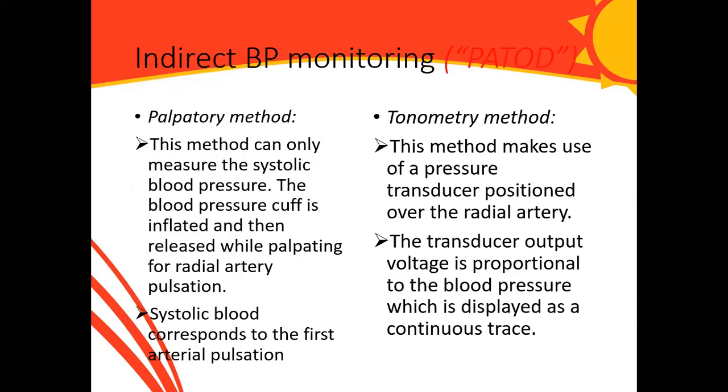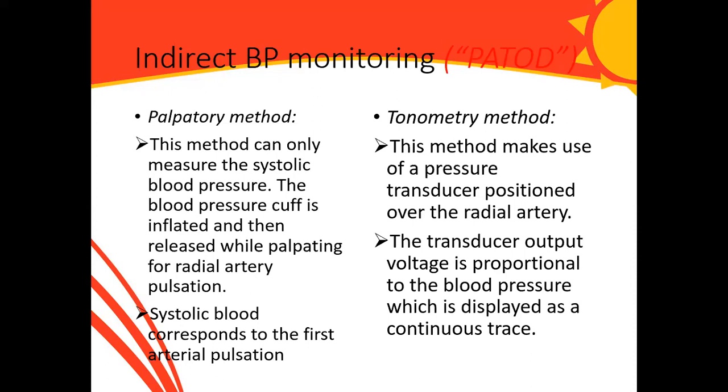So blood pressure can be measured either by indirect or direct means. And there are different indirect ways of monitoring the arterial blood pressure. And I wrote PATOD. It means palpatory method. So the indirect blood pressure method can be done by palpatory method. And what does this involve? It is a method of measuring only the systolic blood pressure. With the palpatory method, you only measure the systolic pressure.